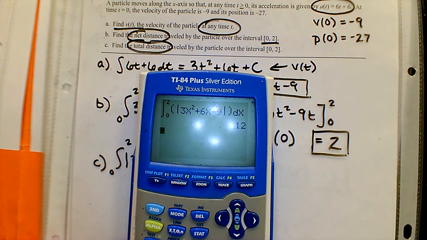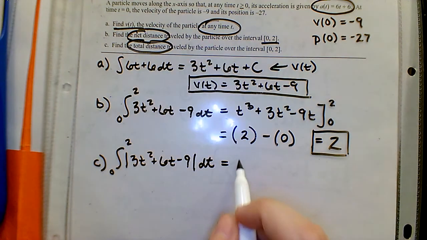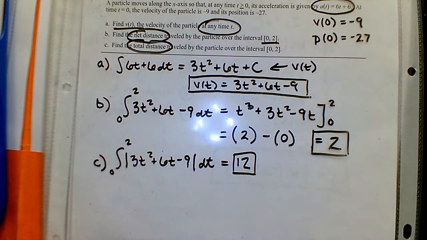Looks like we get 12. So even though we're only 2 units away from where we started, it actually took us 12 units to get there because we did some backtracking or changing direction. All right, but let's see if we can get that same answer by hand.